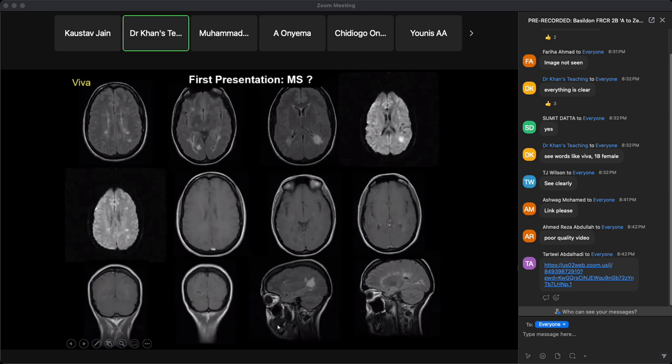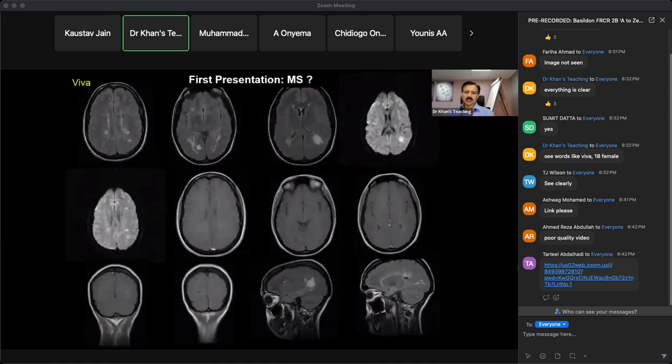First presentation. I don't think there's enough information. We have got some periventricular lesions, but I can't see any cortical lesions or infratentorial lesions. And if we don't have any previous imaging for comparison, I think it wouldn't be enough to diagnose MS. So it probably needs further imaging to evaluate and to see if there are any new white matter changes. Okay.